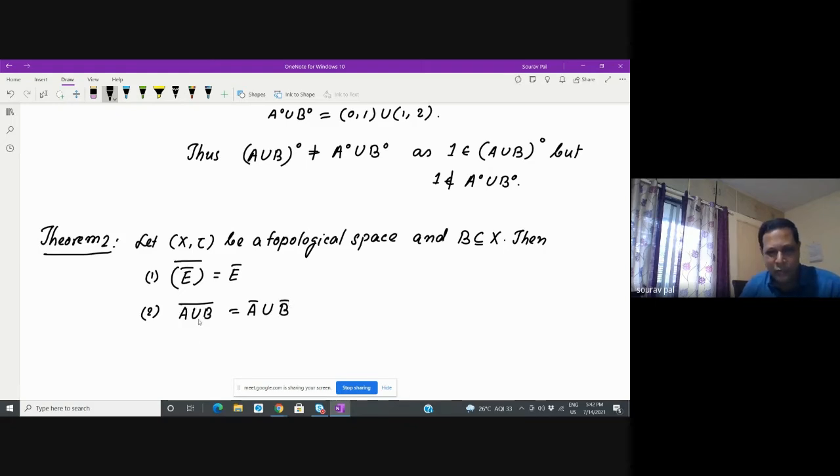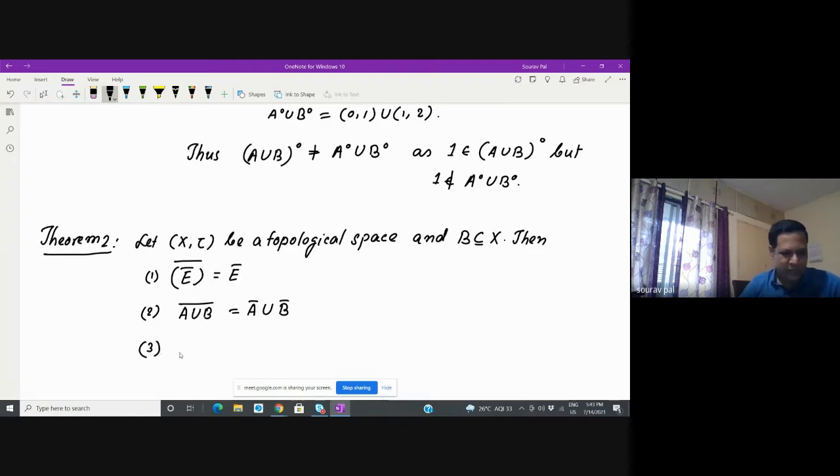So if I ask you the same question, does it hold for intersection? Is A intersection B closure equal to A closure intersection B closure? The answer will be again no. Just imitate whatever you have done above. In case of interior, the answer will be again no.